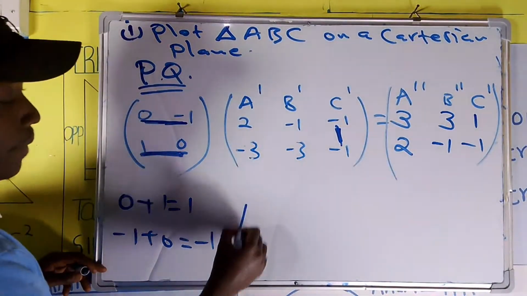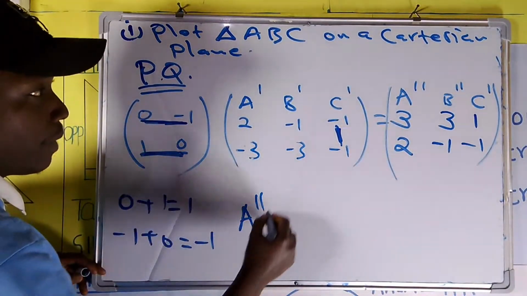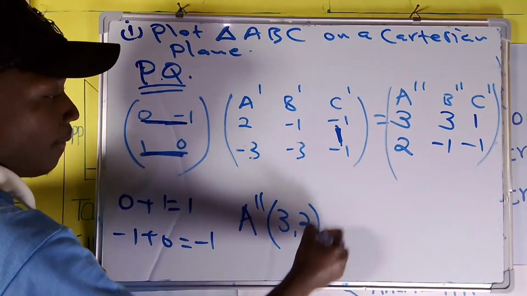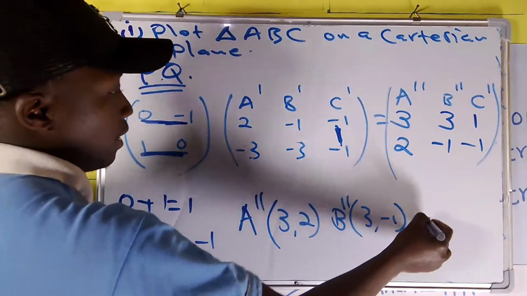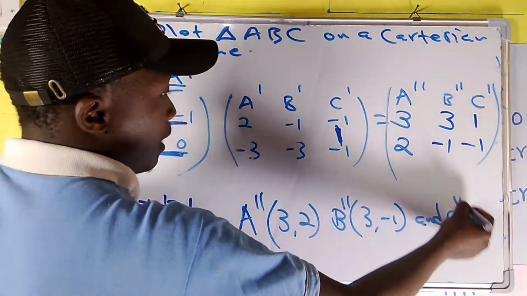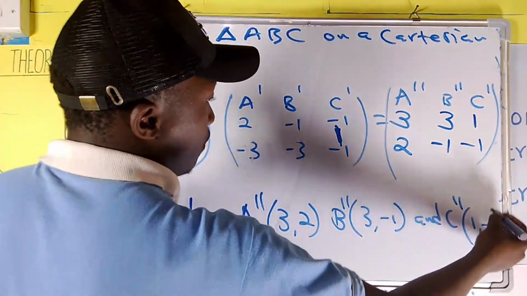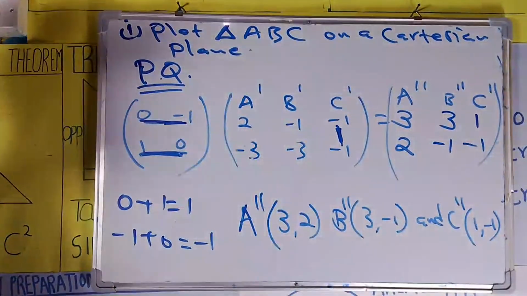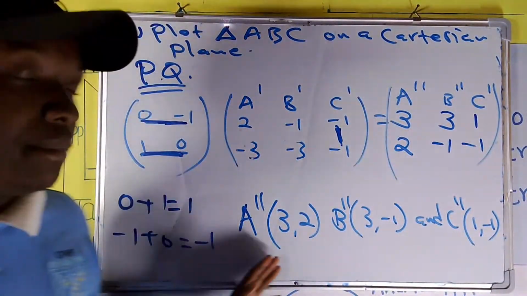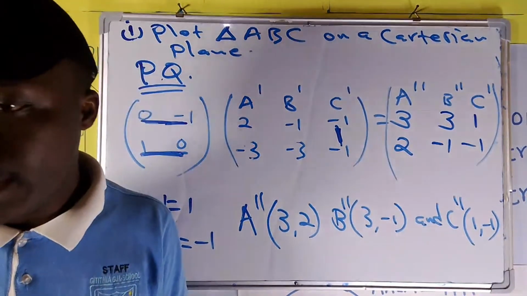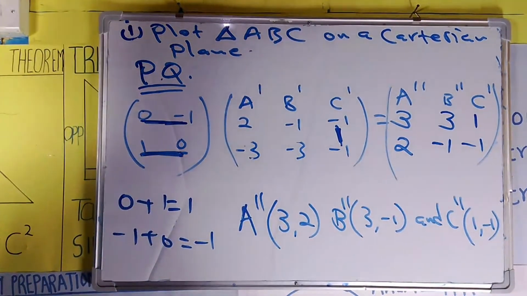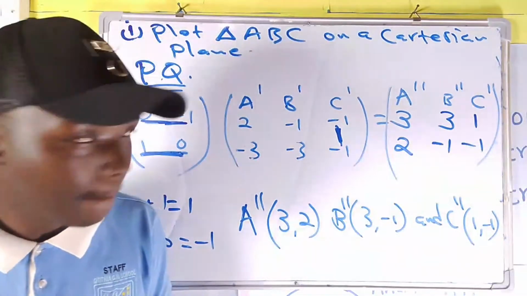Therefore, our second image will be A double prime is equal to 3, 2. B double prime will be equal to 3, -1. And C double prime will be equal to 1, -1. So those are the coordinates of the second image. Plot it on your Cartesian plane.